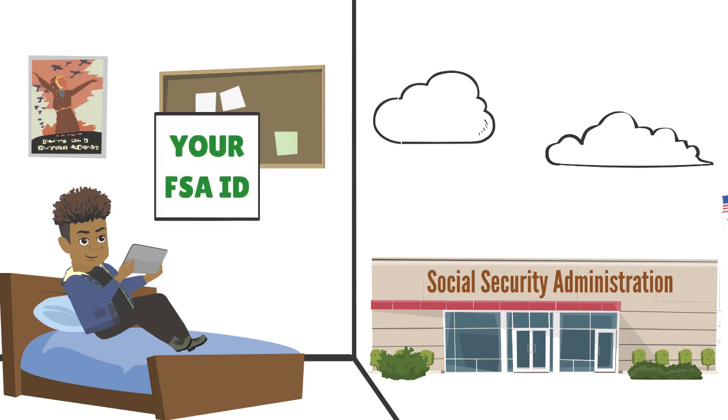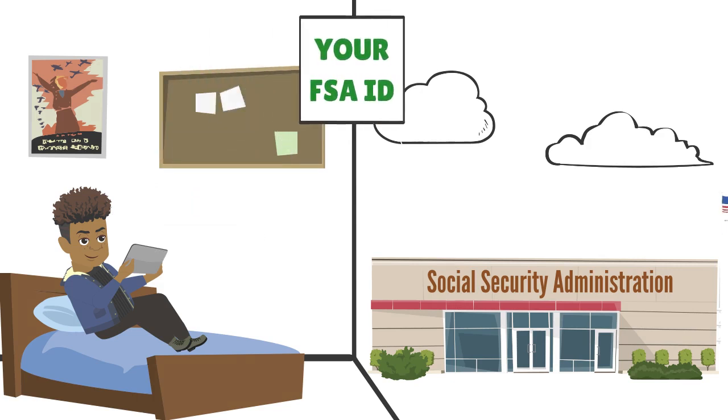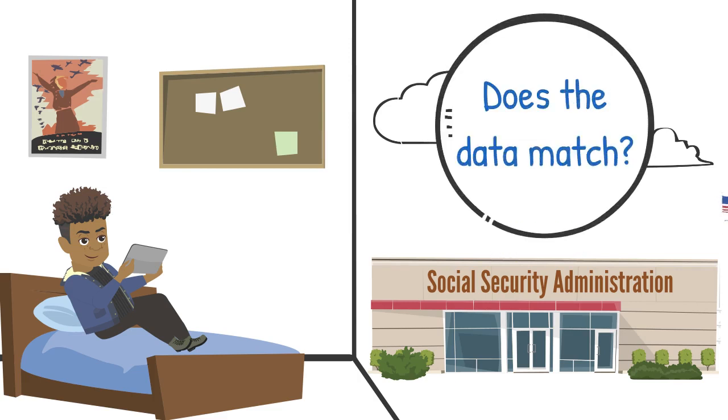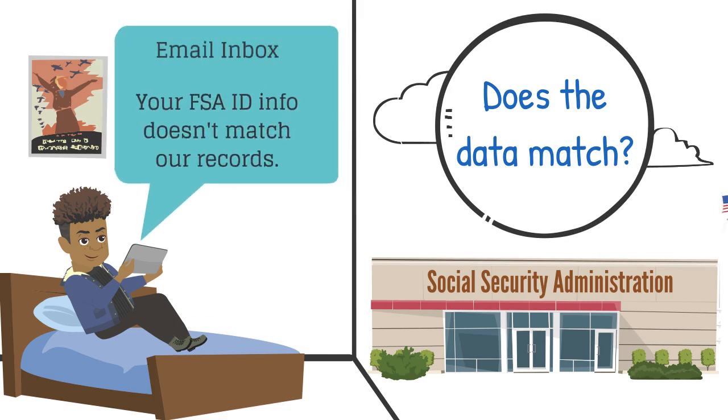Once your FSA ID is submitted, your information is sent to the Social Security Administration to check if your name, date of birth, and Social Security number match their records. If any of that data is incorrect, you'll receive an email in a few days saying you need to make a correction on the StudentAid.gov website.